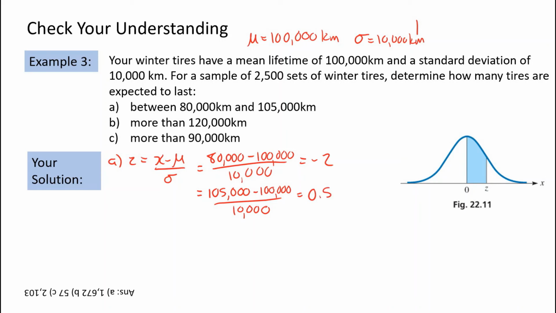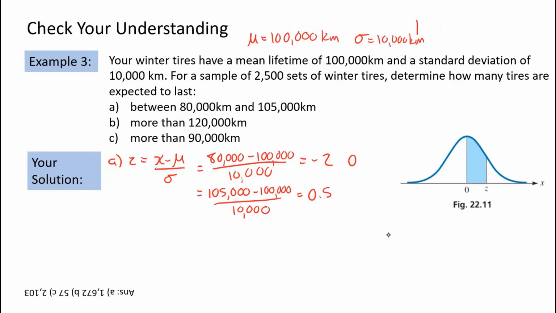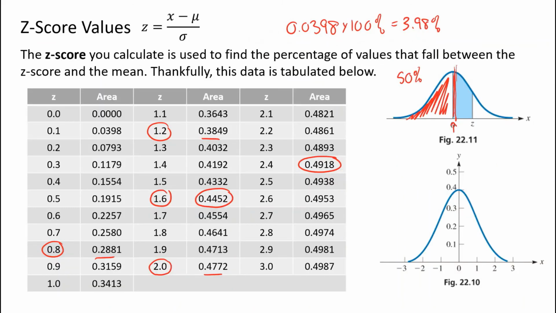So once again, we're trying to find these areas under the curve. We go back to our z-scores here. Our first one was -2. Remember, it doesn't matter if it's negative or positive. So we look at 2, and we have 0.4772. Going back here, put 0.4772. Our second one was 0.5. Going back to our slide showing that, for 0.5, we have 0.1915.